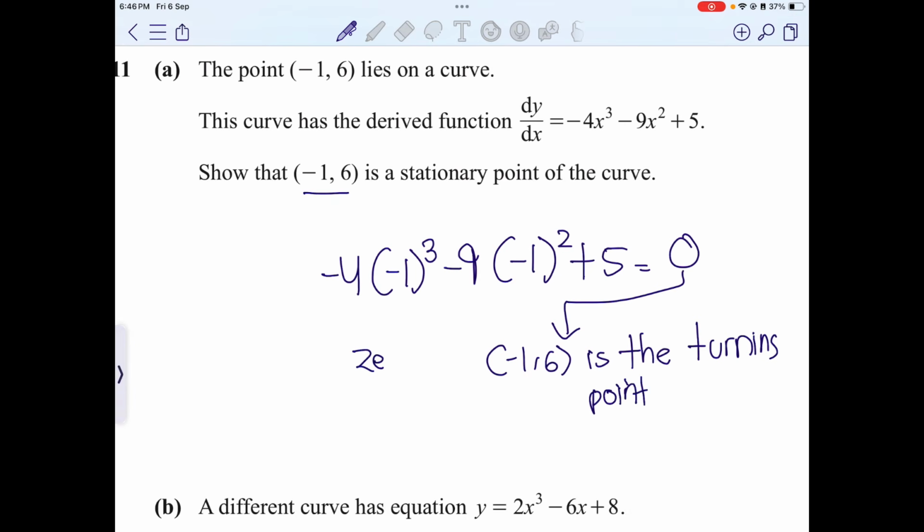Hence, always remember in the derived function, if you put the value of x of the stationary point, if it is correct, then the y output you get is 0.